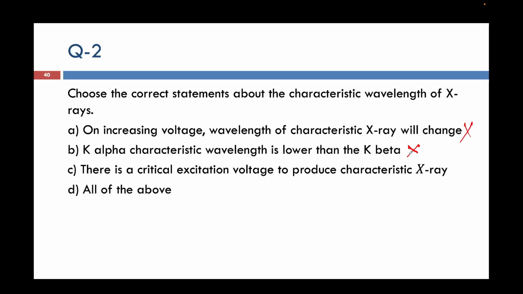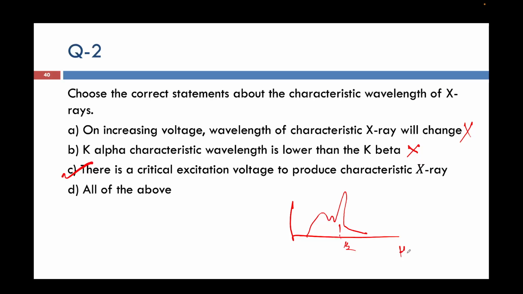There is a critical excitation. K alpha characteristic wavelength. Just let me draw. K alpha is higher, right? There is a critical excitation to produce X-ray. I think C will be the answer. Okay, on increasing, yes, C will be the answer.